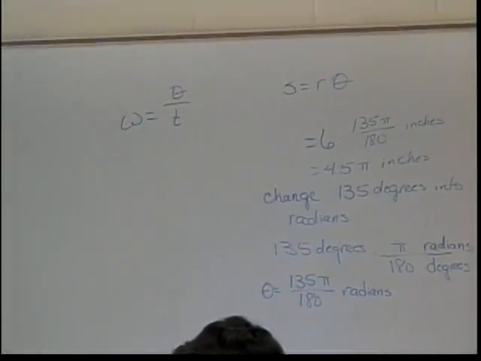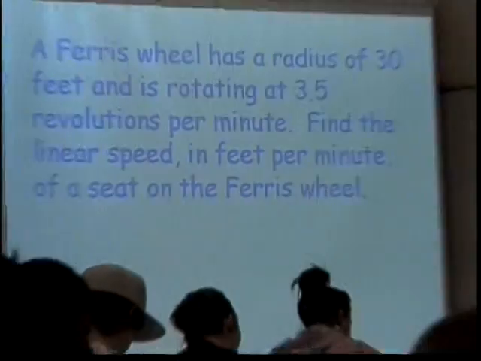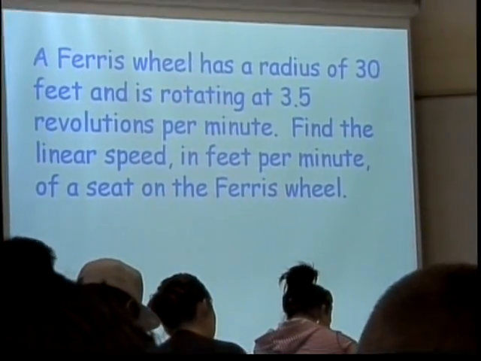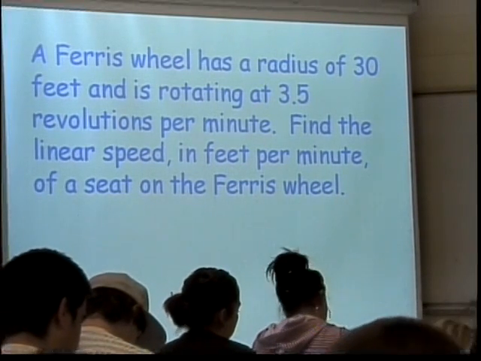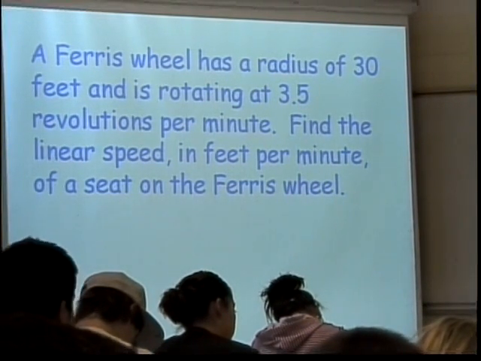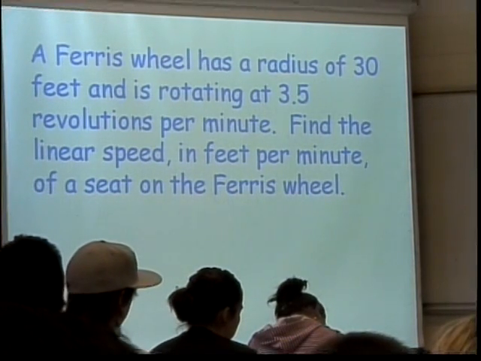Now, I have a Ferris wheel. It's a big Ferris wheel. Its radius is 30 feet. And it's rotating at 3.5 revolutions per minute. Find the linear speed in feet per minute of a seat on this Ferris wheel.